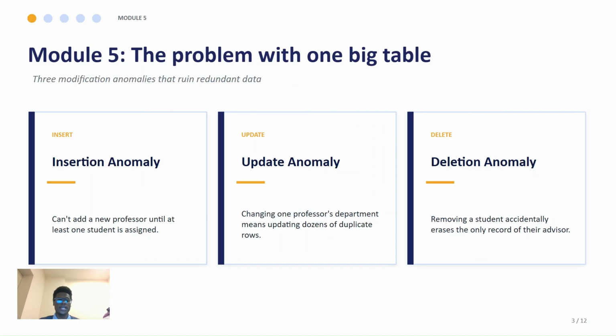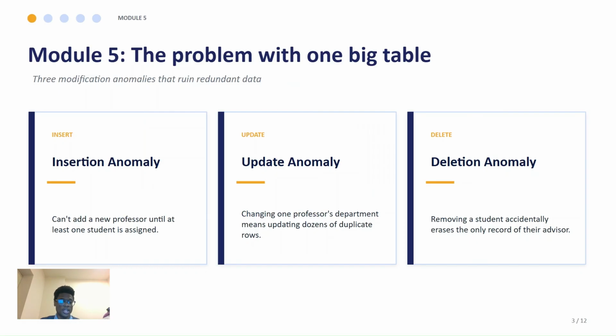So in module 5, this is all about normalization, the process of cleaning up redundant data and fixing what the textbook calls modification anomalies. Imagine one giant table, okay? You have students, professors, departments, and majors all jammed up together. Like the faculty example from the slides, there are three things that can go wrong.